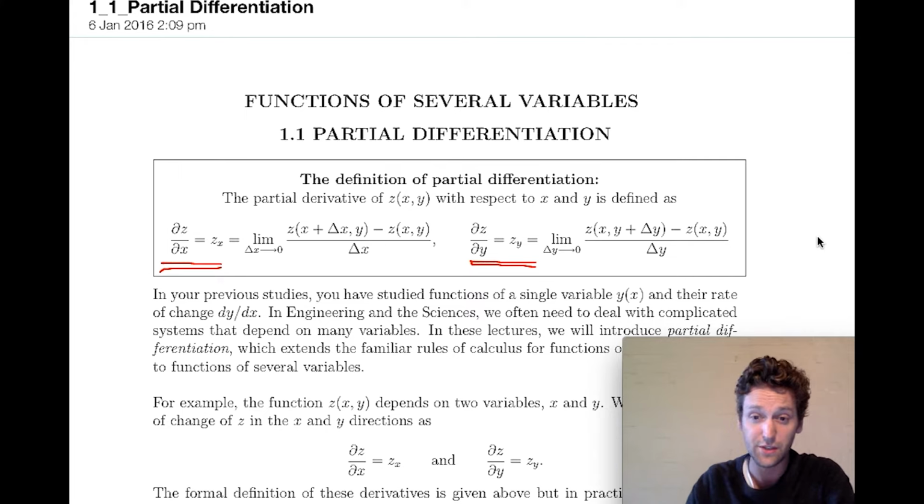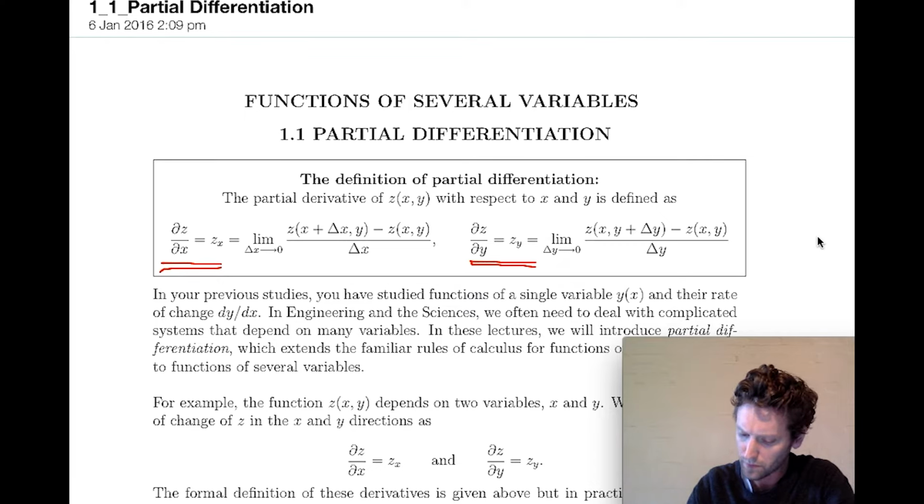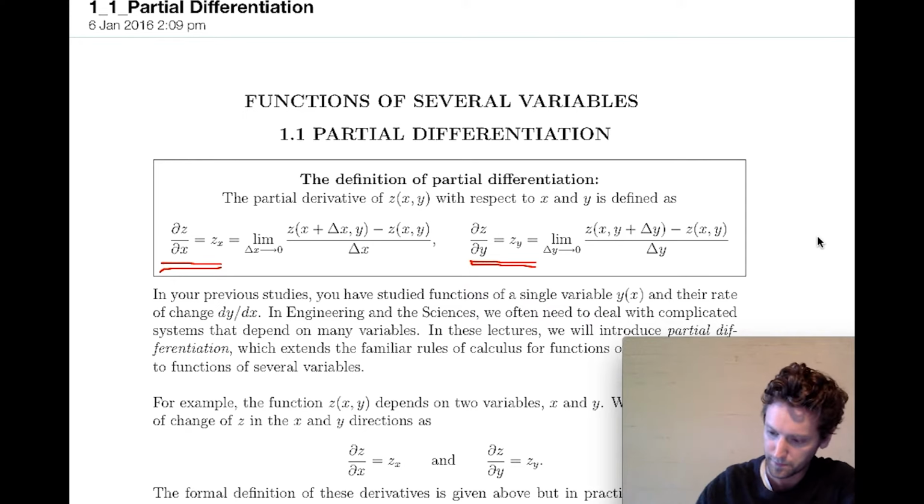So this is the partial derivative with respect to x and the partial derivative with respect to y. Now we're going to see that it's going to be very convenient to introduce a shorthand notation, z with a little subscript x to indicate the partial derivative with respect to x, and z with a little subscript y to indicate that it's the partial derivative with respect to y. Now the definitions of those partial derivatives are given here, and they look a lot like what you've seen already in your first year courses. But what we're going to see is that in practice it's a lot easier to just treat the other variable like it's a constant. I'll demonstrate that now in an example.